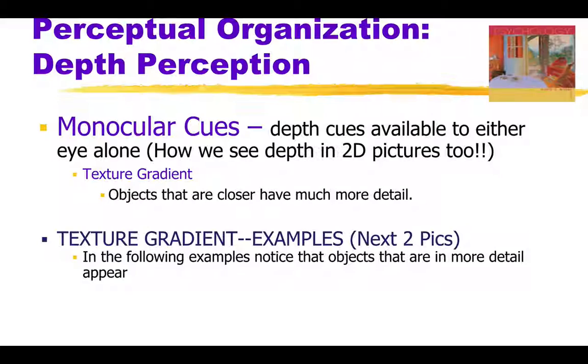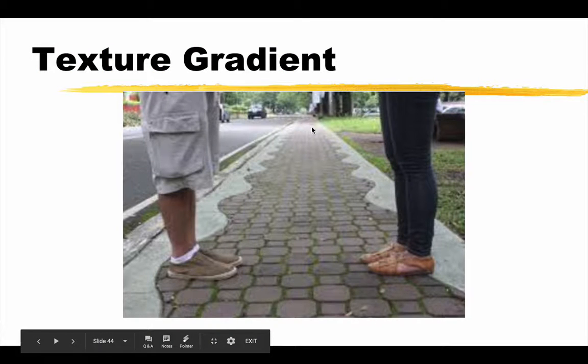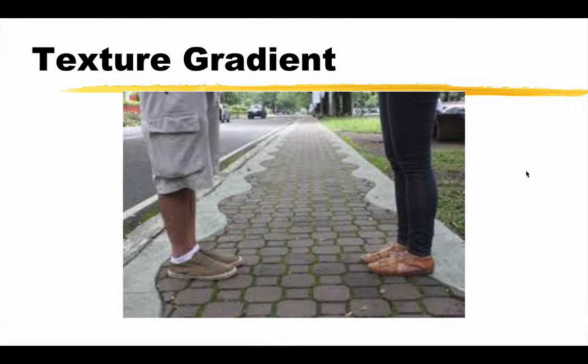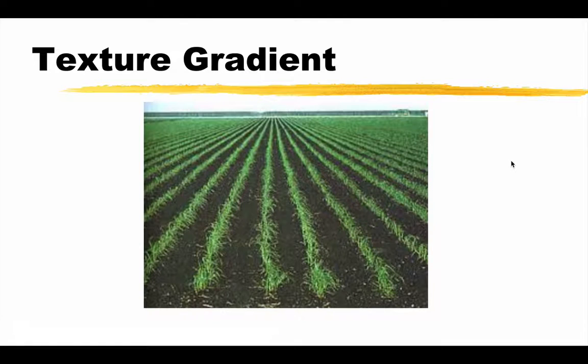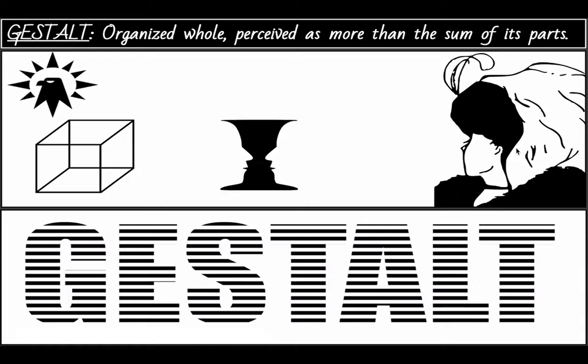Again, all of these examples. Texture gradient. The closer things are, the more detailed they are. The farther, our brain's assuming that it's farther away. I can see all of these bricks. It just looks like a regular sidewalk down there, or a uniform color. I can see every blade of wheat. It just looks like a green line. The more detailed things are, the closer our brain assumes that they are.